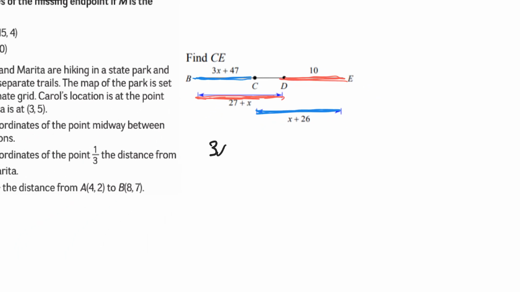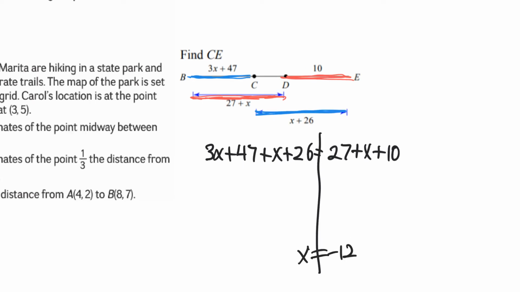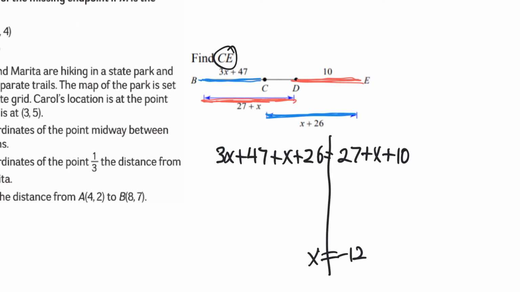Like 3x plus 47 plus x plus 26 equals 27 plus x plus 10. Yep. Good job, Marco. Okay, and then from there it's just algebra. Okay? And I think once you solve all this, you get x equals negative 12. And then it asks for CE, so you got to plug in negative 12 right here. So negative 12 plus 26 is 14.